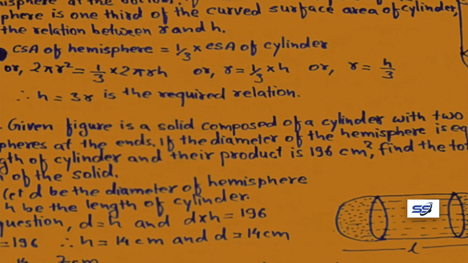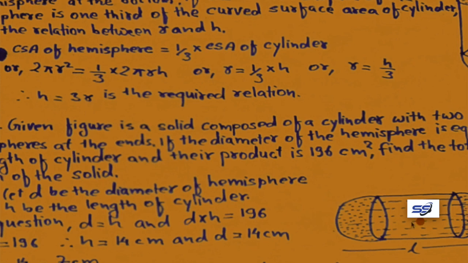In the next question, given 259 upon b, the given figure is a solid composed of a cylinder with two hemispheres at the ends. If the diameter of the hemisphere is equal to the length of the cylinder and their product is 196 centimeter square, find the total length of the solid. In this, something different is given. See here, let this be our figure, here both sides are attached. This is a hemisphere, this is a hemisphere, only the central one is a cylinder, and a hemisphere is attached to both sides of the cylinder.